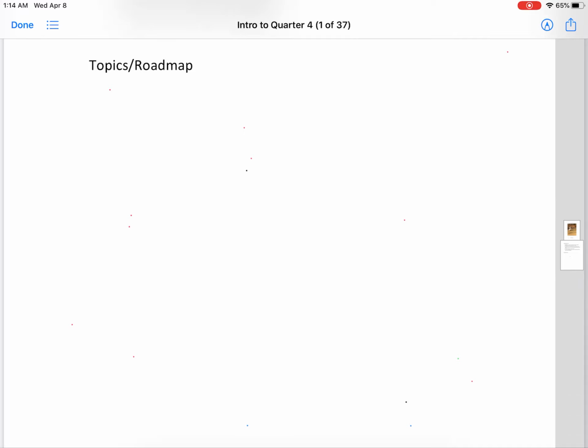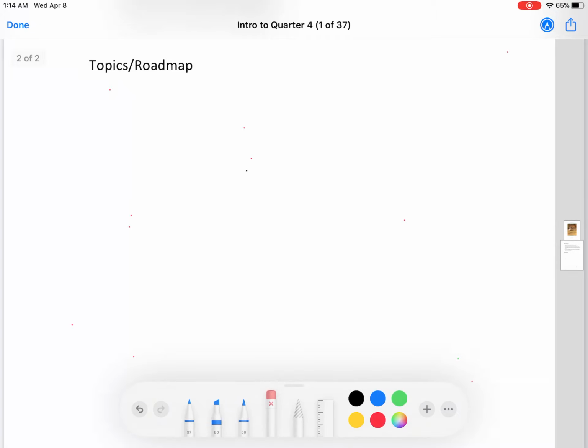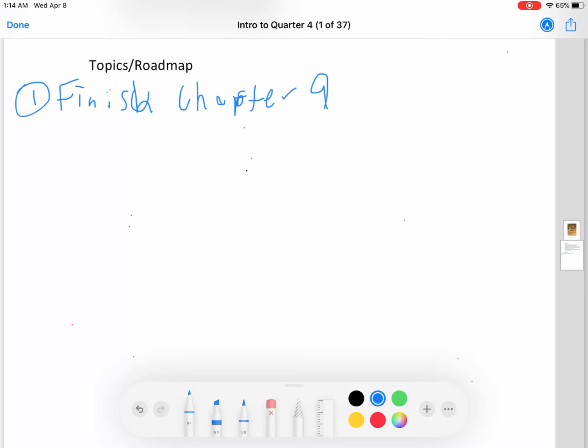I also want to give you a little bit of roadmap here of where we are going in the rest of geometry this year. So the first thing that we're going to be doing coming back is finish chapter 9. And you're going to learn what SOHCAHTOA means. SOHCAHTOA sounds like a Native American name, but it's actually just a clever way to help us with our trig.